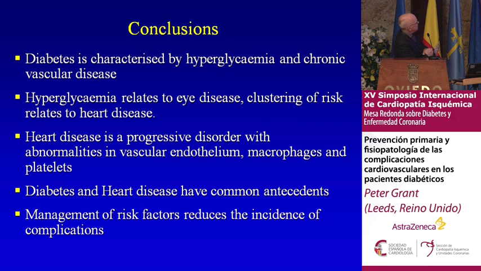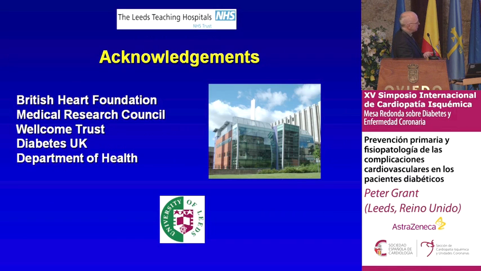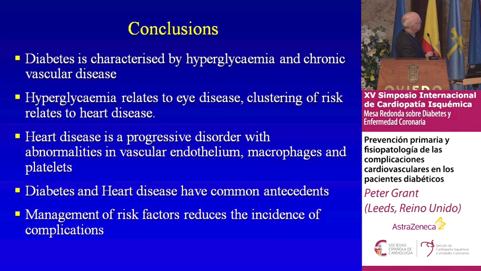My conclusions are diabetes is characterized, as I started by saying, by hyperglycemia and chronic vascular disease. Hyperglycemia relates very much to microvascular complications. Clustering of risks relates to heart disease. And heart disease itself, like type 2 diabetes, is a progressive disorder associated with a variety of abnormalities in the cells which regulate cardiovascular function. Diabetes and heart disease, at least untreated diabetes and heart disease, have common antecedents. And the management of the clustering of risk factors markedly reduces the incidence of complications.